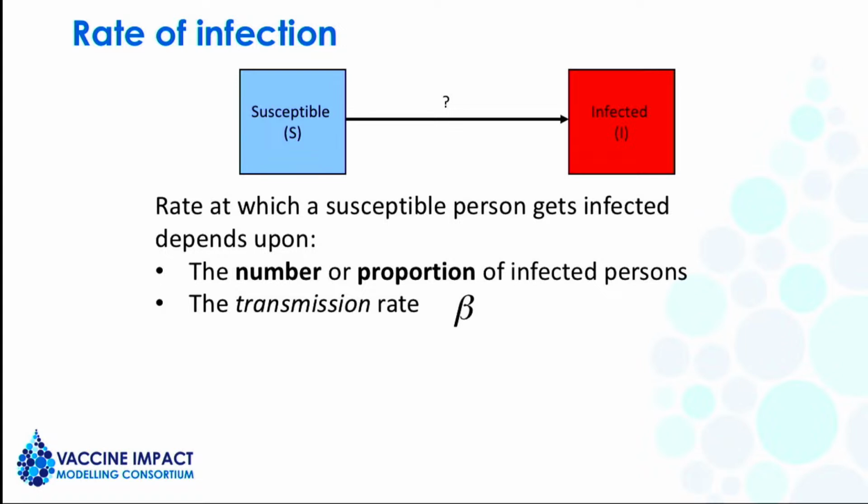This kind of rate captures a lot of things. It captures the chance that someone comes into contact with an infected person, and it also captures things like, if you meet an infected person, what is the chance that you will become infected? It might not be 100%. So this can capture a few different processes.